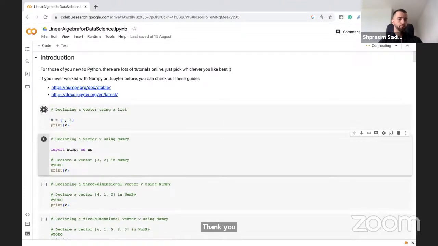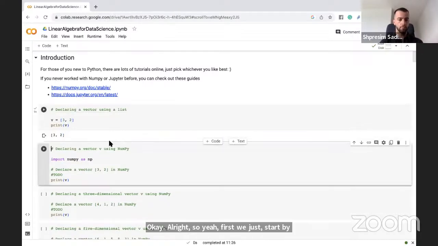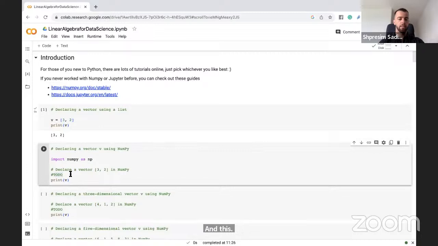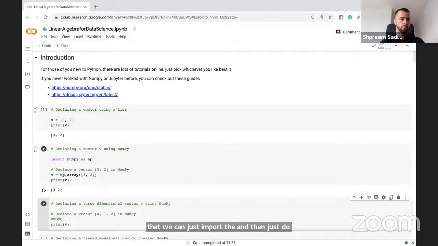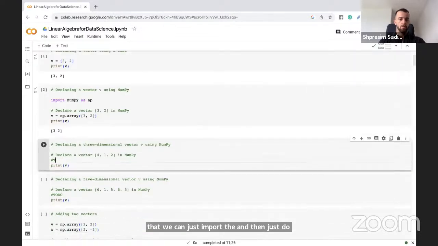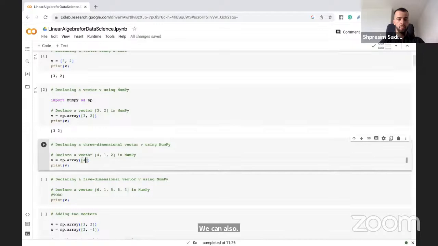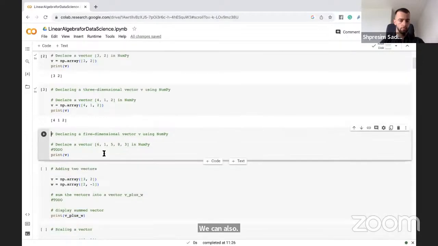All right, so first we just start by defining a vector using a list. Then we want to define a vector v using NumPy. For that, we can just import the library numpy and then just do an array. Let's say 3 times 2, so we can print this again. We can also define a 3-dimensional vector. Or we can define a 4-dimensional vector.